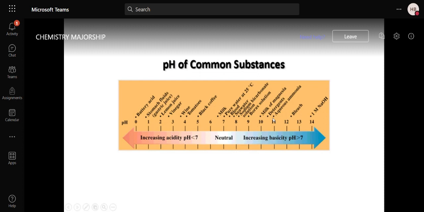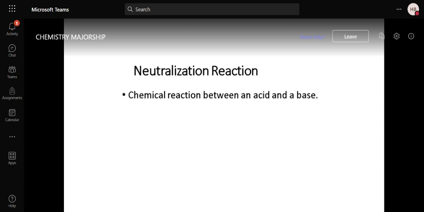Okay. Ayan po. Alright. You're almost there. Neutralization reaction. O, ano kaya ito? Nga. Can you just give me a second?